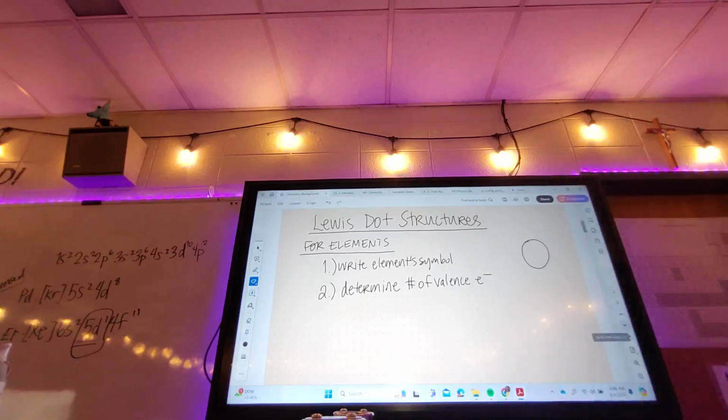Remember that the valence electrons are the ones in the outermost shell. It's actually super simple to determine valence electrons.